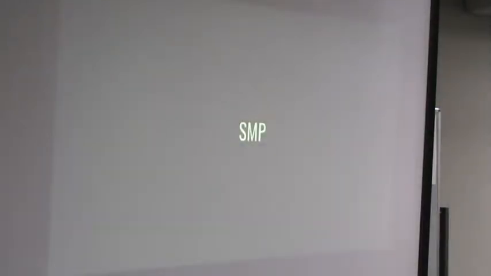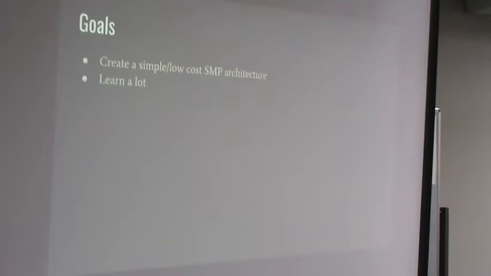Okay, so next I'll just talk about SMP work. SMP is what allows us to do multi-core processing on our systems. I'll just talk a little bit about how it works and how we implemented it. So first off, what are the goals? Why do I want to do all of this? One is, for the OpenRISC architecture, since we don't have a lot of resources, we want something really simple and low cost, and I'll show you what that means.